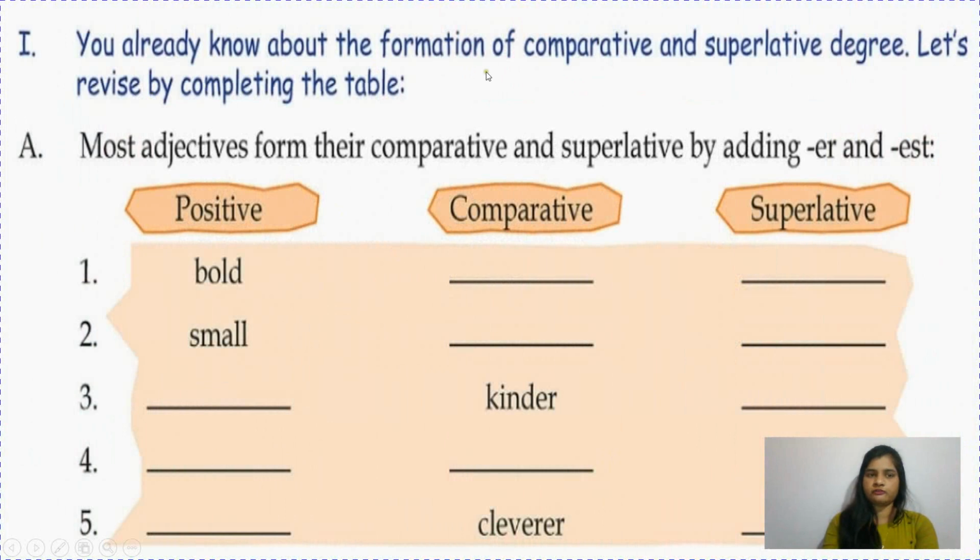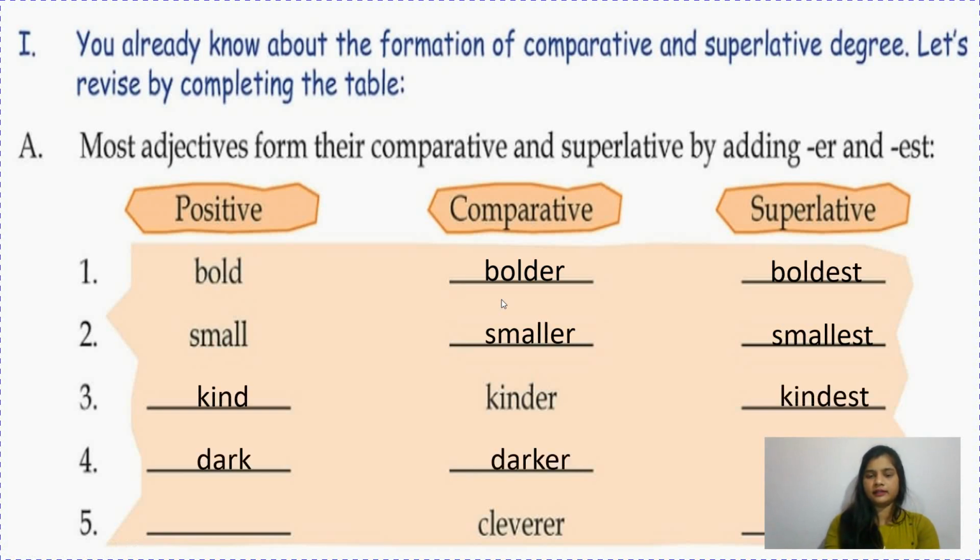You already know about the formation of comparative and superlative degree. Let's revise by completing the table. Most adjectives form their comparative and superlative by adding er or est. Children, in my previous video, while explaining, I told you that in many words we only have to add er to make it comparative and est to make it superlative. So let's fill in the blanks. Bold, bolder, boldest. Small, smaller, smallest. Kind, kinder, kindest. Dark, darker, darkest. Clever, cleverer, cleverest.